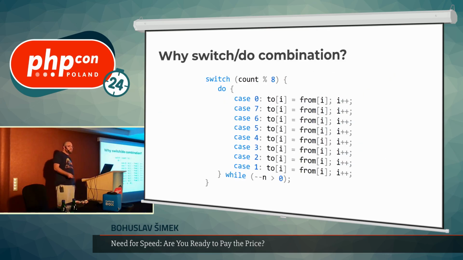And the question is why there is that damn switch-do combination. Well, there is only one reason for that: if the array won't be divisible by 8. So thanks to this combination, the array can have whatever size, you know.